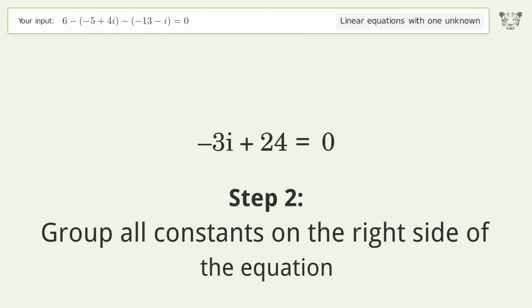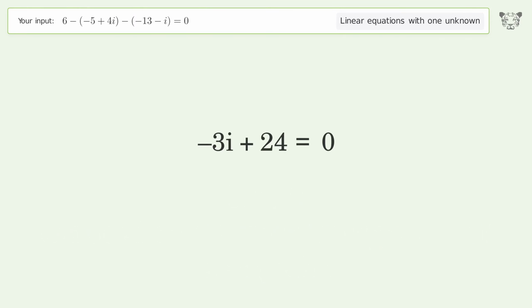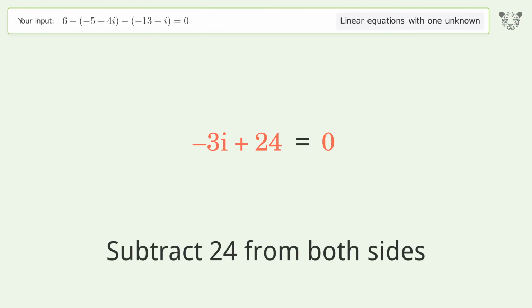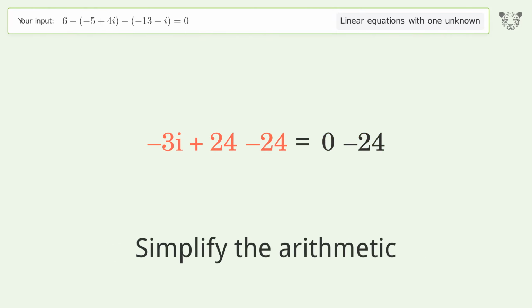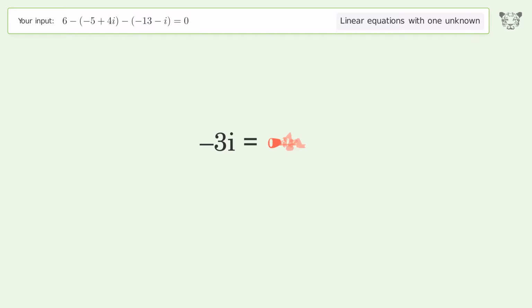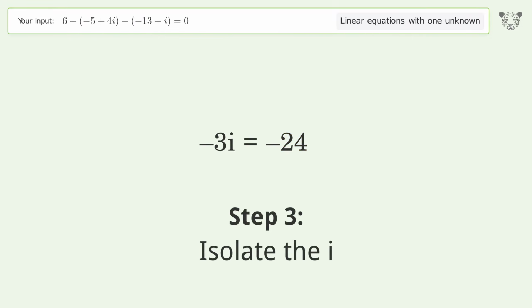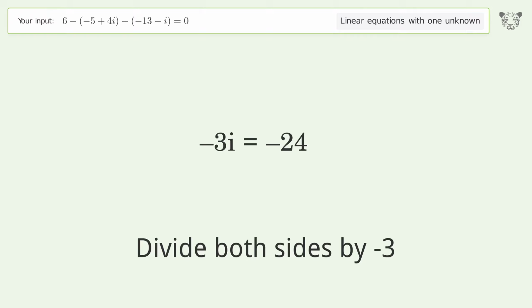Group all constants on the right side of the equation. Subtract 24 from both sides. Simplify the arithmetic. Isolate the I. Divide both sides by -3.